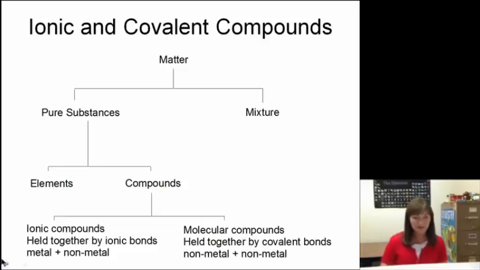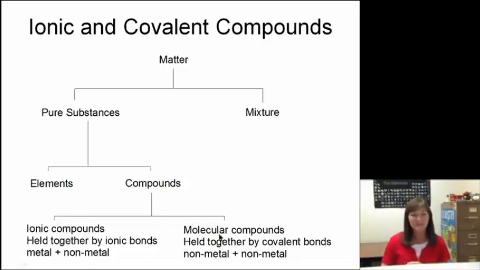So just while I've got this slide up here, a little bit more about ionic compounds. They're held together by ionic bonds. They are usually between a metal and a non-metal. So remember from your periodic table, you locate your metals because they're to the left of the stair step, and the nonmetals are to the right side of the stair step.